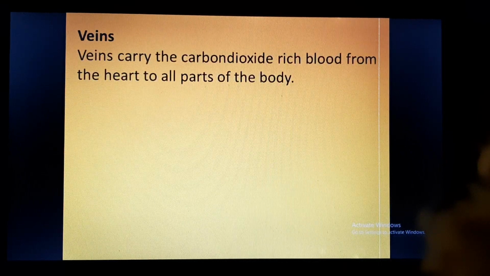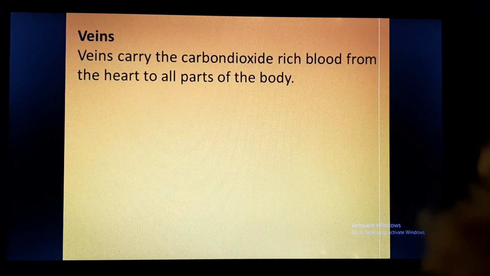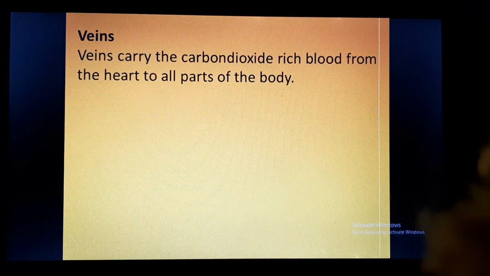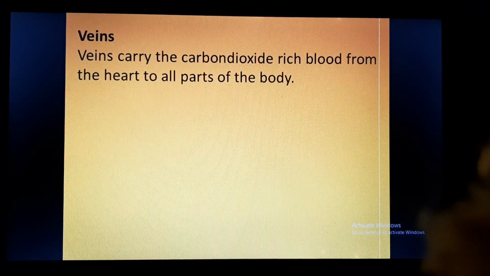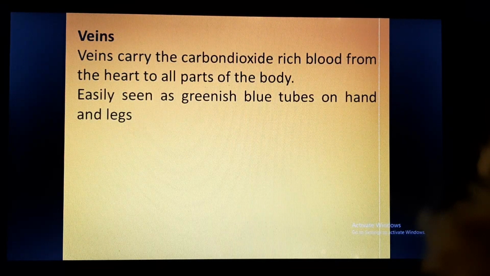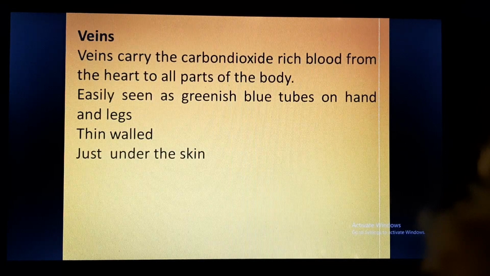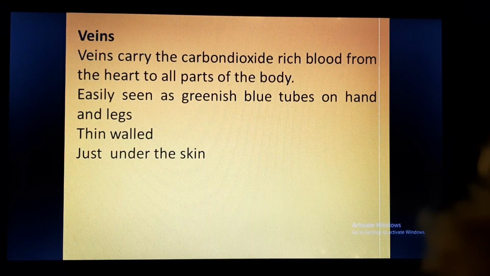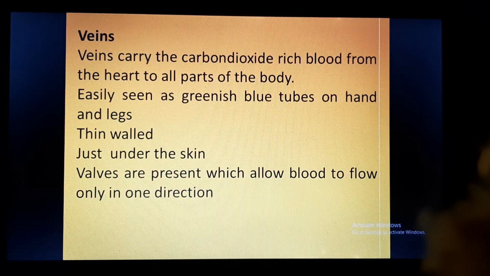Now we'll be studying about veins. We had studied arteries carry oxygenated blood, whereas veins carry deoxygenated, that is carbon dioxide rich blood. Arteries are carrying blood from heart to all the parts, whereas veins are carrying carbon dioxide rich blood from all the parts of the body to the heart. Veins are easily seen as greenish blue tubes on hands and legs, and these are thin walled. They are located just under the skin. If you observe your skin, and your skin is thin, you can observe greenish blue tubes. These are veins. Valves are present which allow blood to flow only in one direction.